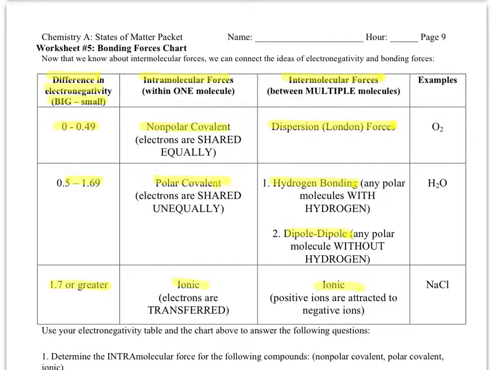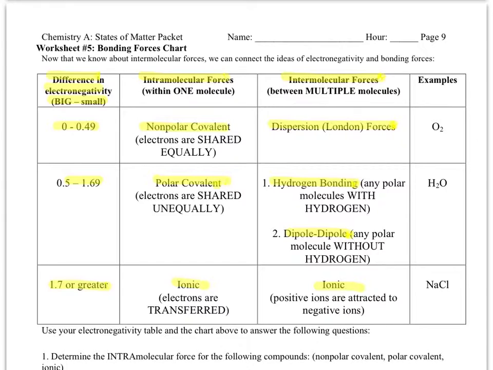And you're going to want to pay really close attention to this bonding forces chart that you're looking at right now. I'm going to show you how to use this chart on this worksheet, and this chart is going to be provided on your next test. Now, what I've highlighted in yellow is what will be on your chart on the test. Basically, all these little hints that are in parentheses, along with the examples in the farthest right column, are going to be removed. But otherwise, this chart will be on your test.